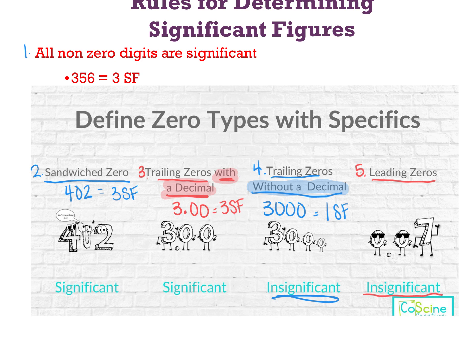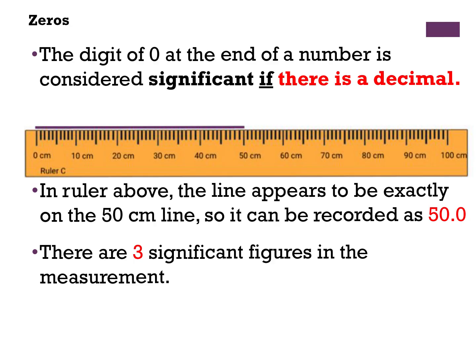And then rule number 5: leading zeros in a number are also insignificant. They're just placeholders. So like 0.07, these two zeros are not significant. Only the 7 is. So this one is only one significant figure. So now we're just looking at these zeros. Why are zeros sometimes significant? Why are they not significant?